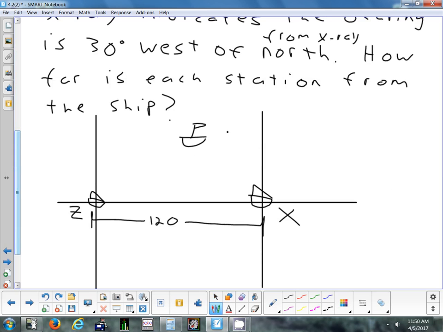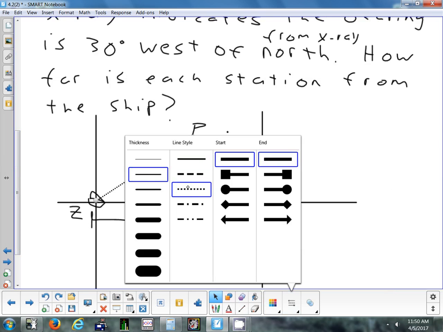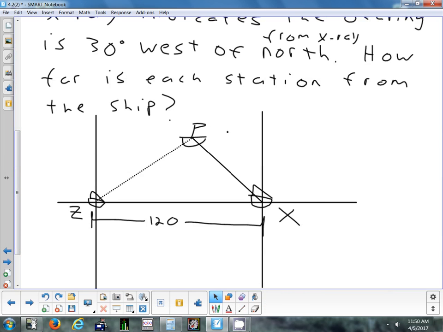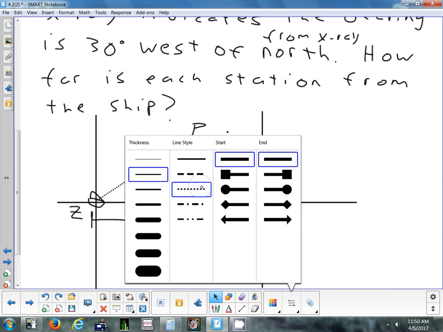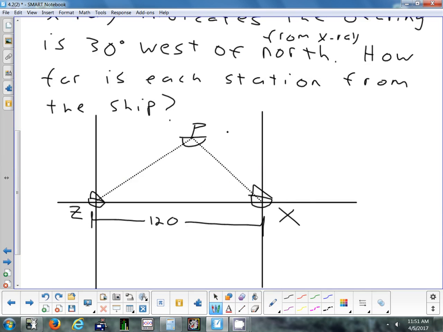Now I'm going to draw dotted lines that represent, kind of like in the last problem I represented the laser, the radio signal. So this boat is going to call the first station. It's going to send out a signal, and it's going to send a signal to the second station. To make that clear, I'll draw them as dotted lines because that's the radio signal. Now, I know a little bit about the angles that the signal's coming in at, and that's what I have to go read.